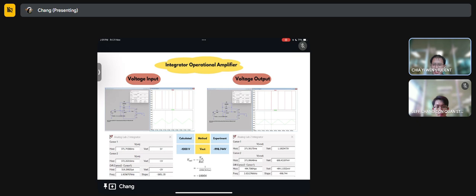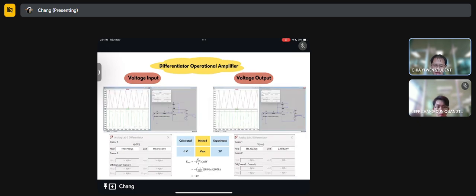Next, I will continue with the differentiator amplifier. For the differentiator operational amplifier, the output voltage is calculated using this formula and we get negative 1 watt, and the output voltage value from the graph is 2 watt. The differentiator outputs the rate of change of the input signal, producing a sharp spike for a square wave and a positive 90-degree phase shift for a sine wave.